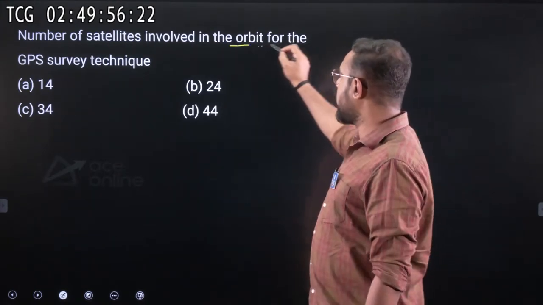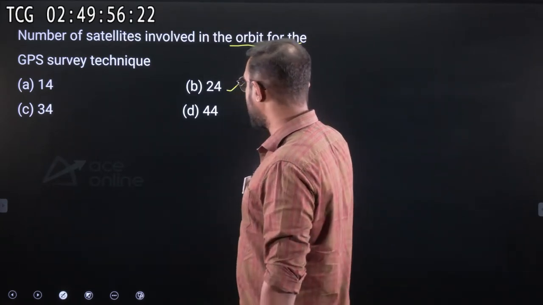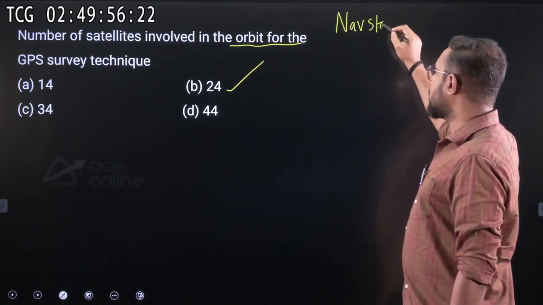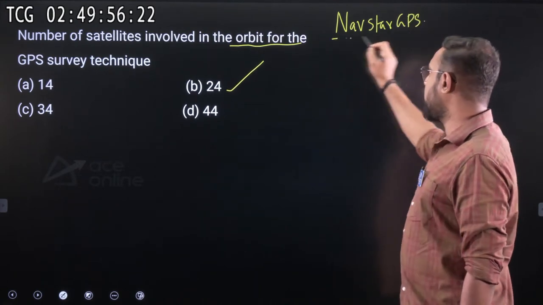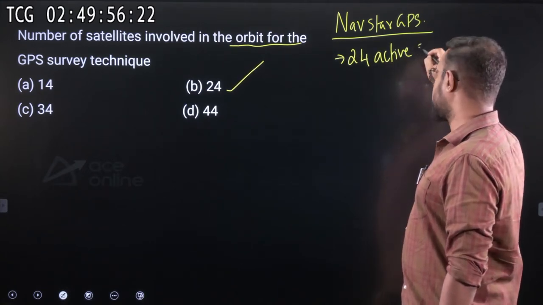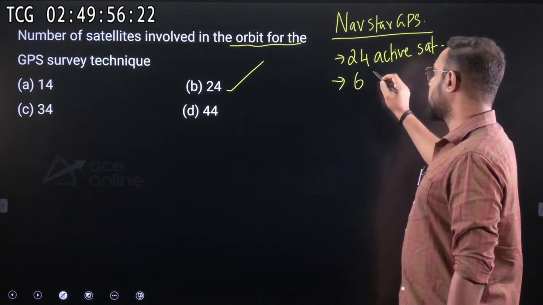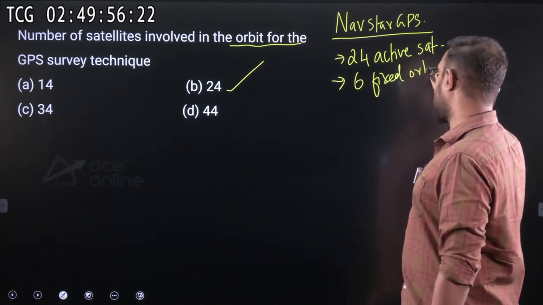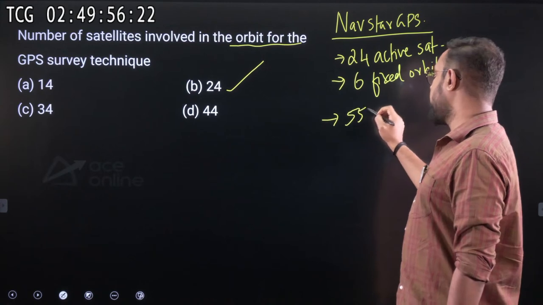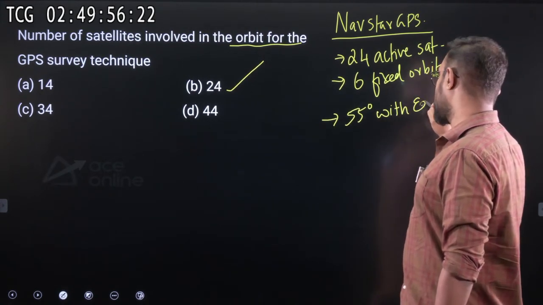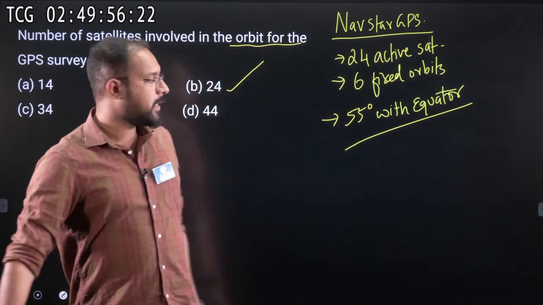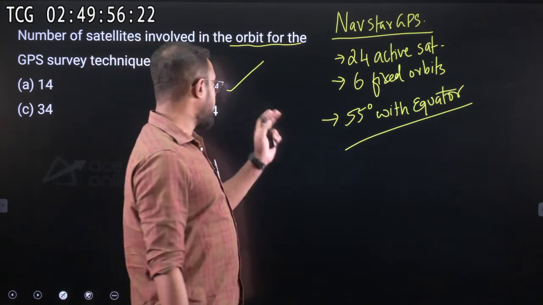The number of satellites involved in the orbit for the GPS survey technique is what? 24. Please remember, NavStar GPS, the navigational satellites for timing and ranging, requires 24 active satellites, in how many orbits? Six fixed orbits. Remember. The orbits make an angle of 60 degrees with each other, but they make an angle of how much with the equator? 55 degrees. So please remember these values. So the answer is 24.